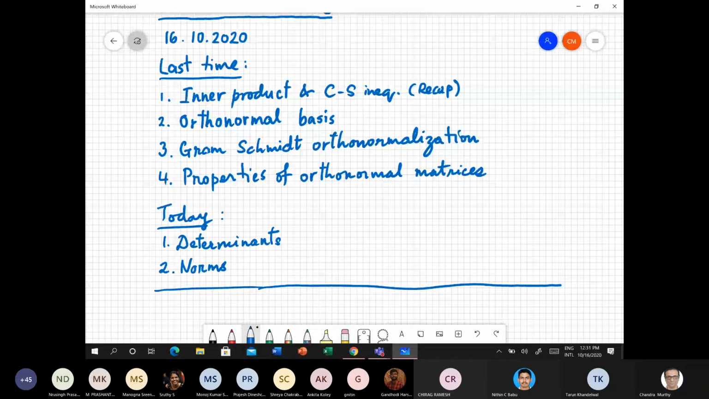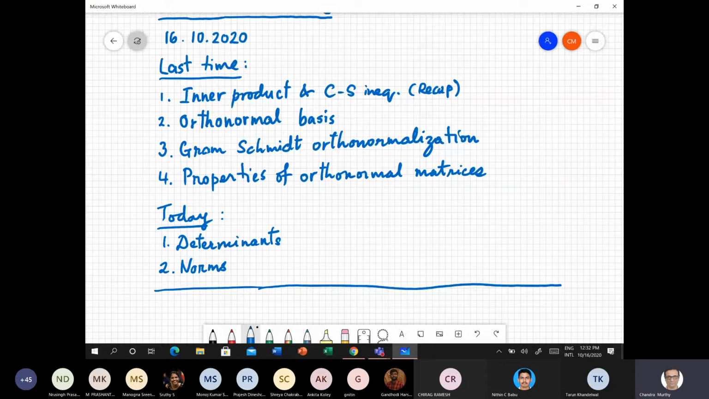The last time we looked at the inner product and the Cauchy-Schwarz inequality. This was just a recap. And then we discussed orthonormal bases and some of their properties. And we went through the Gram-Schmidt orthonormalization process, which can be used to produce an orthonormal basis for the vector space spanned by a given set of vectors. And then we looked at some properties of orthonormal matrices.